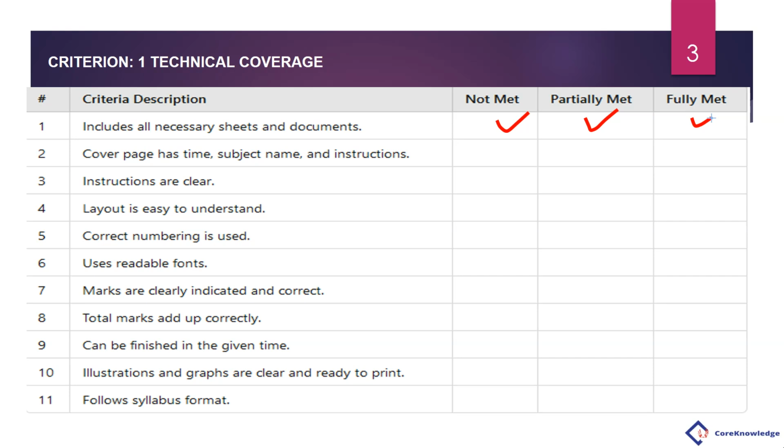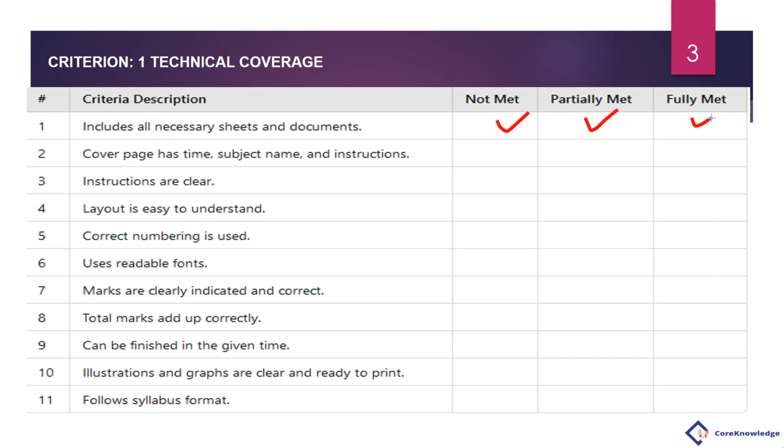If not met, always comment how. Of course, all the way to correct numbers, check on the paper. Use readable fonts. Are the fonts readable? Sometimes organizations have a standard font that you want to use.